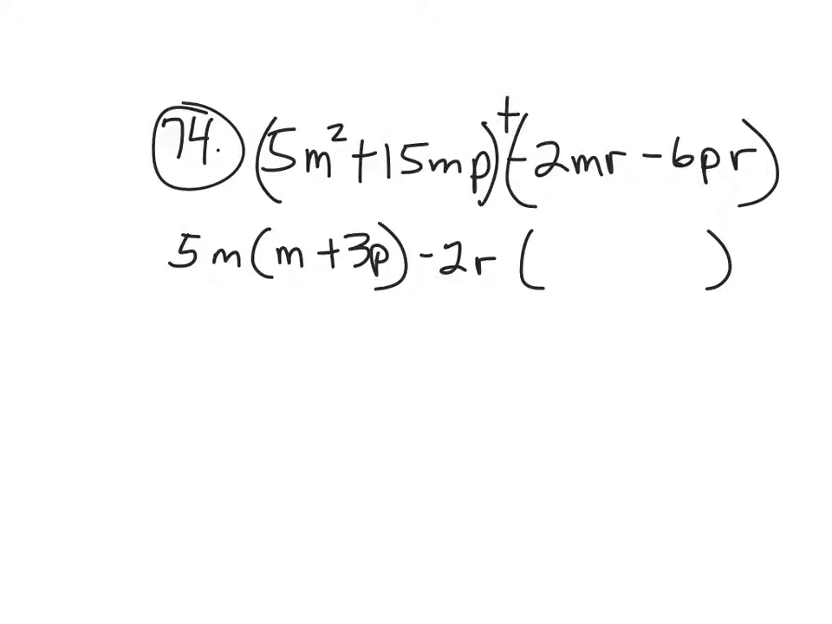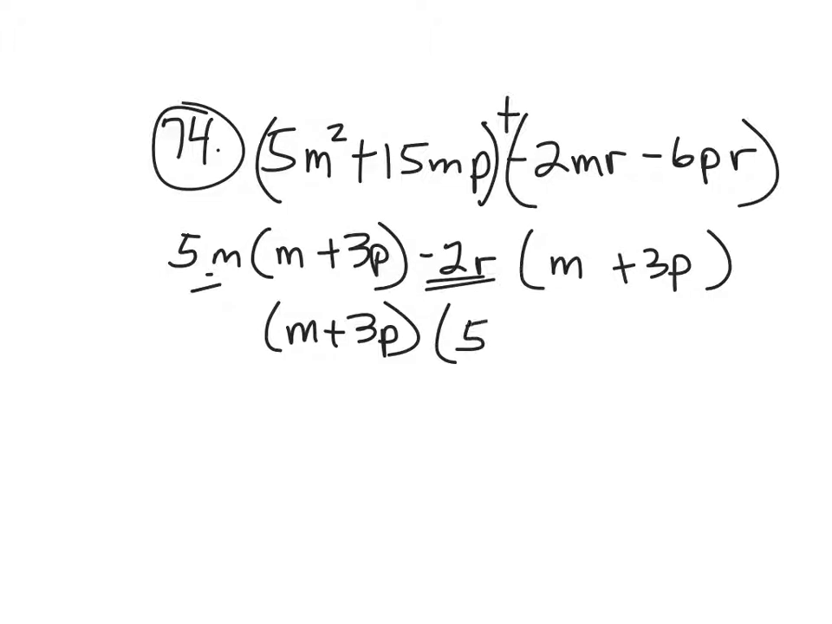If I take negative 2r out of negative 2mr, that leaves m. And if I take negative 2r out of negative 6pr, that leaves plus 3p. And now we got what we were after. Our 2 parentheses both say m plus 3p. So one of the factors in my answer is going to be m plus 3p. And the other factor is going to be this stuff out here, the 5m and the minus 2r. So 5m minus 2r.